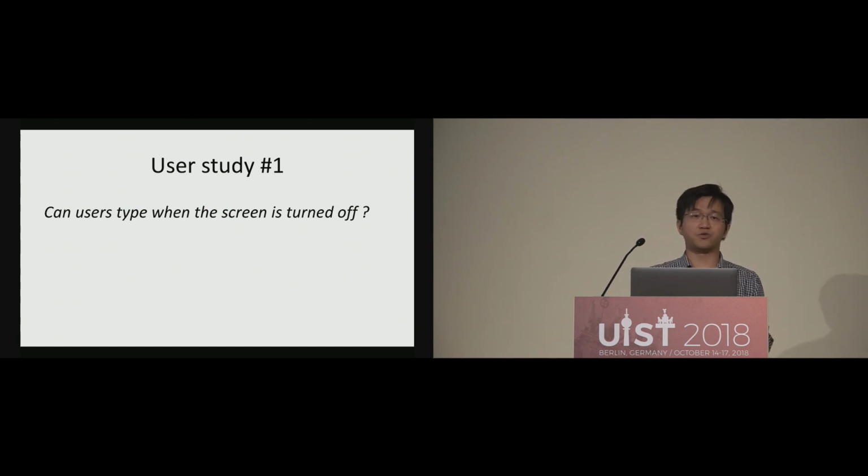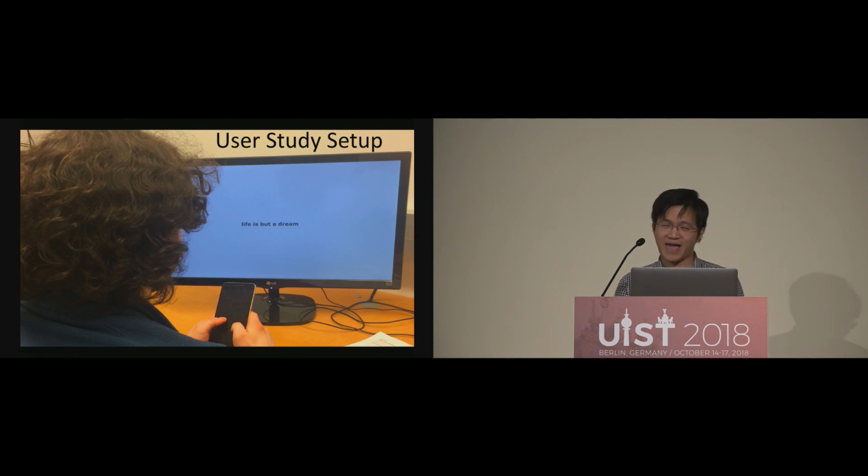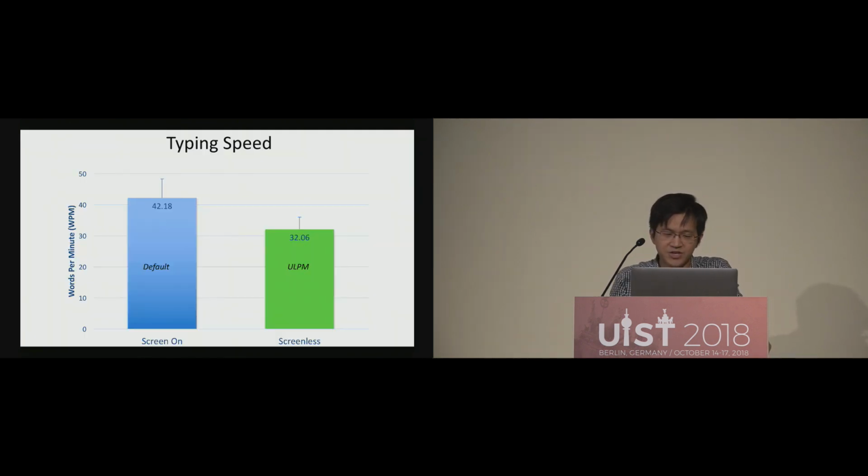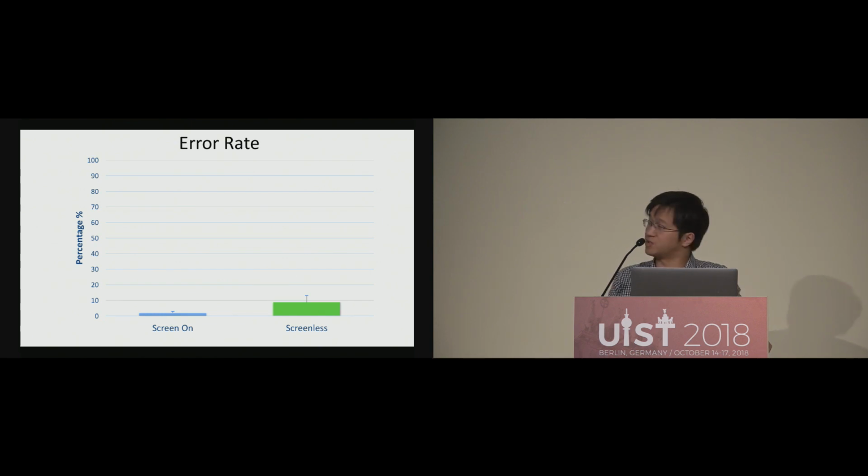Then we went through the user study. The first user study tries to answer the question: can users type when the screen is turned off? We set up the study by asking them to transcribe certain sentences. In the screenless condition, users couldn't know what they were going to type, so we placed a monitor to remind them; they just need to transcribe. Here are the results for typing speed. You can see that with ULPM in the screenless condition, users on average achieve over 30 words per minute, which is a surprising speed for the screenless condition, and the error rate is below 10%.